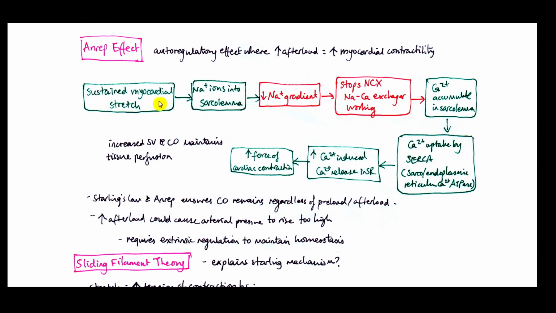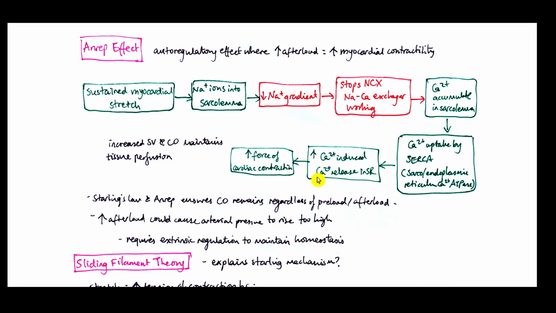So sustained myocardial stretch causes sodium ions to enter into the sarcolemma, the membrane of the muscle, and then decreases the sodium gradient. This stops the NCX, or the sodium-calcium exchanger, from working, which is in the sarcolemma. And then this causes calcium ions to accumulate. Calcium ions are taken up by the SERCA, or the sarcoendoplasmic reticulum calcium ATPase pump, and this increases the calcium-induced calcium release in the sarcoplasmic reticulum.